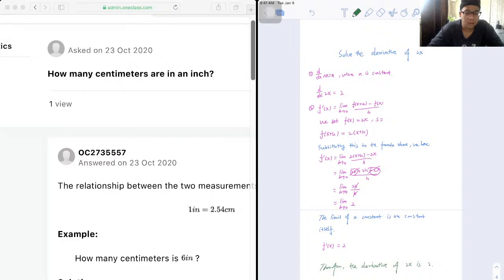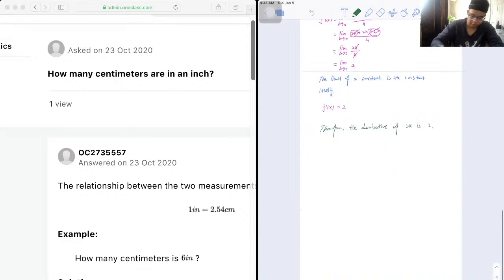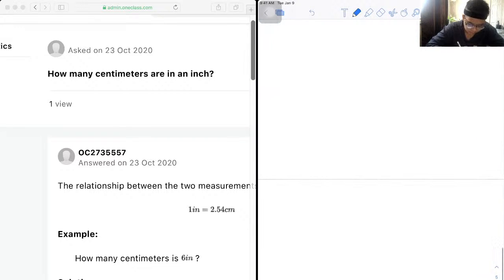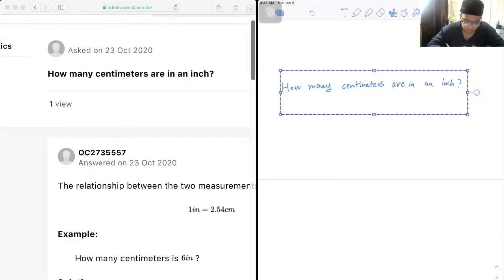All right. Coming up, we have our next question. It's asking us how many centimeters are in an inch.